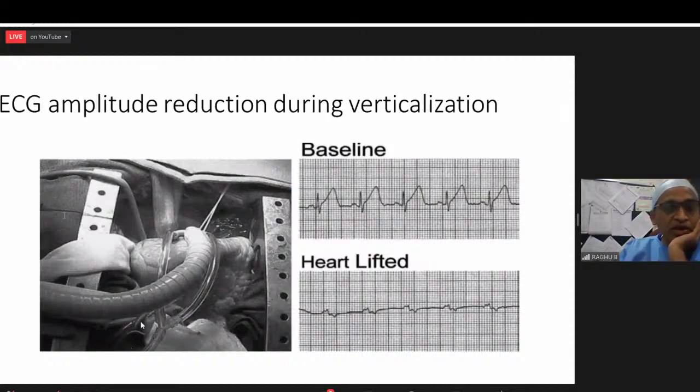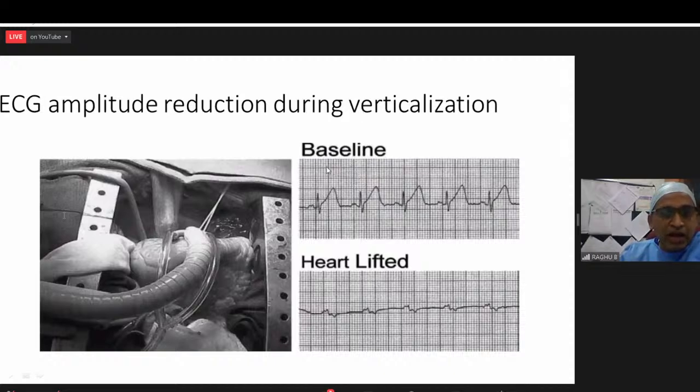And once you use these stabilizers for grafting, the baseline ECG amplitude comes down once you lift the heart. So when there are ST changes, you should always look at the neutral position and then tell whether the patient is having ischemia or not. These are the developments of the modern epicardial stabilizers.